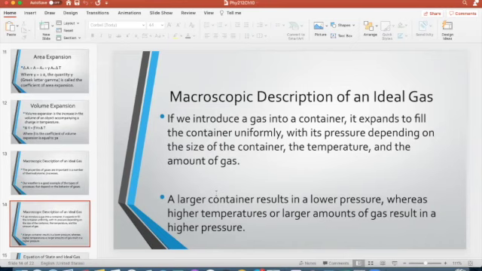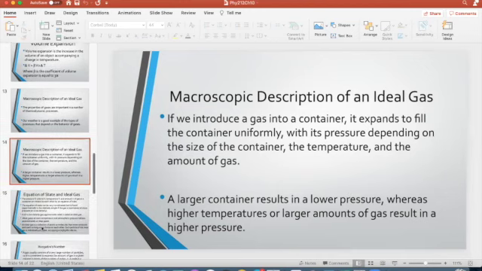All right, so if we have gas in a container and it expands to fill the container uniformly, it has pressure depending on the size of the container, the temperature, and the amount of gas inside of the container. So the larger the container, that pretty much leads to lower pressure, and higher temperatures lead to higher pressure, and larger amounts of gas lead to higher pressure as well. So high temperature and large amounts of gas equal higher pressure on the container that the gas is inside of.